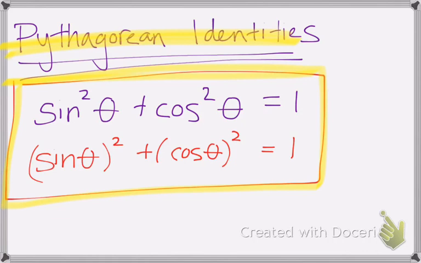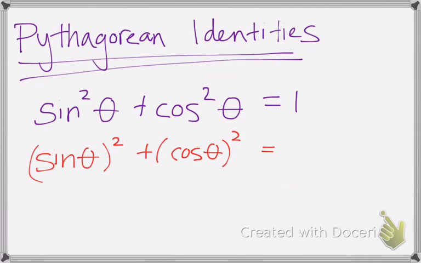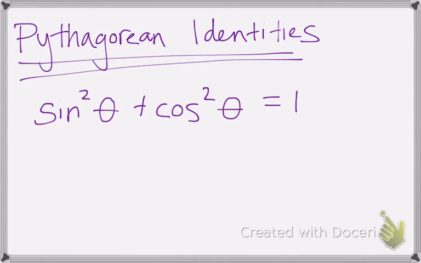All right, so let's discover the second one together. Sine squared plus cosine squared equals 1 is the first one. Here's how we get to the second one. And you guys can simplify this for me, and you guys can tell me what it equals. What if I divide everything by sine squared?